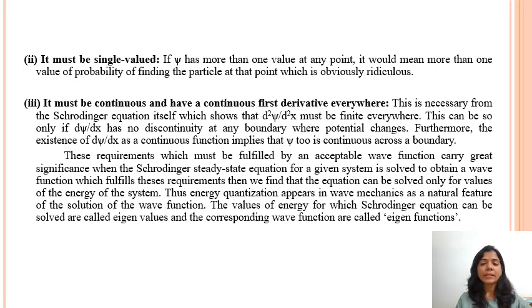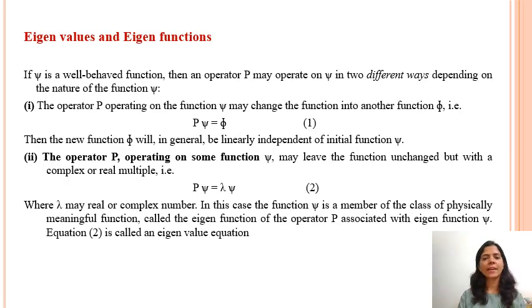Then we find that the equation can be solved only for certain values of the energy of the system. Thus, energy quantization appears in wave mechanics as a natural feature of the solution of the wave function. The values of energy for which the Schrodinger equation can be solved are called eigenvalues and the corresponding wave functions are called eigenfunctions. Eigenvalues and eigenfunctions.